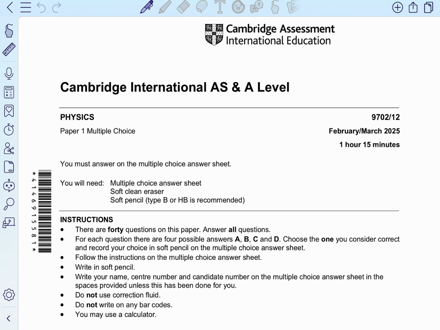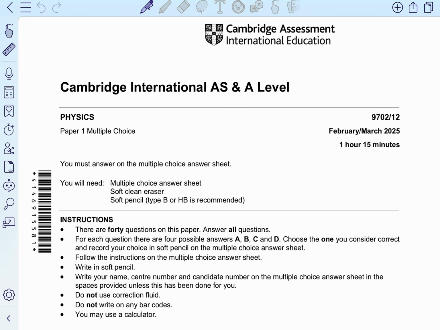Today we'll be solving AS level Physics 9702 Paper 1 Variant 2 from Feb March 2025. This is a 1 hour 15-minute paper. It has 40 questions with each question being a 1 mark. Hence this paper has 40 marks.